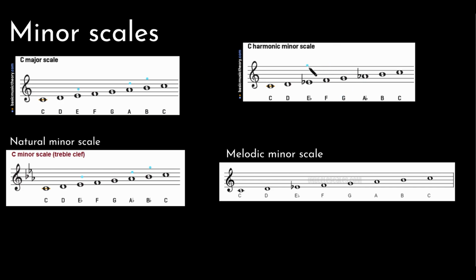Now, a harmonic minor scale has just a lowered 3rd and 6th, while a melodic minor scale, when the notes are ascending, has a lowered 3rd, but when they are descending, has a lowered 6th, 7th, and 3rd.